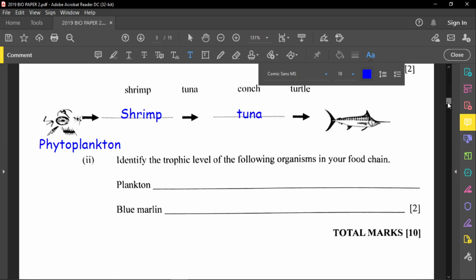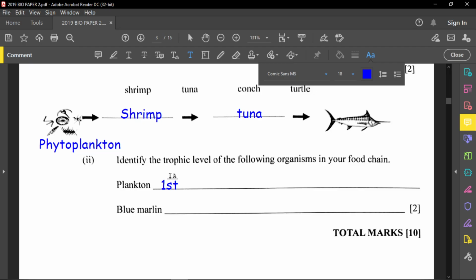And so let's go to the next part of the question. It's the last part of this question. It says, identify the trophic level of the following organisms in the food chain. Remember what trophic level is. The trophic level is each feeding level of the food chain. So the plankton belongs to the first trophic level. So you could write that as the first trophic level.